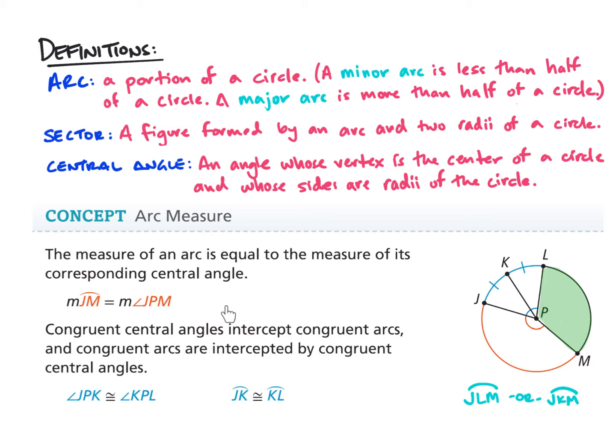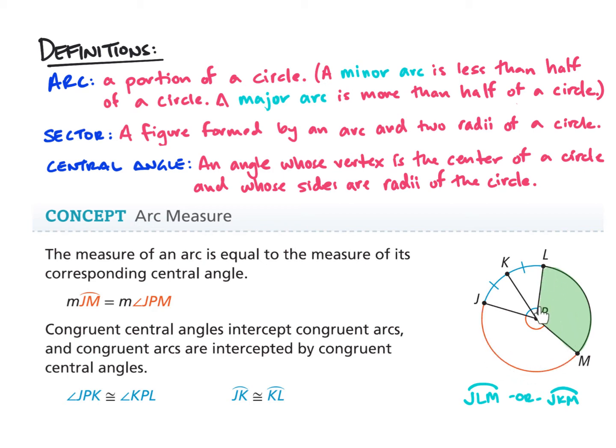So if I'm looking at arc JM, I notice that arc JM is created by angle JPM. Angle JPM would be the central angle that would, what we call, intercept that arc. One side of that central angle contains point J, the other side contains point M, so arc JM is intercepted by angle JPM. Whatever angle JPM's measure is, maybe it's 120 degrees, maybe 130 degrees, actually it looks close to about 160 degrees perhaps, whatever that angle measure is, then arc JM would have that same measure.